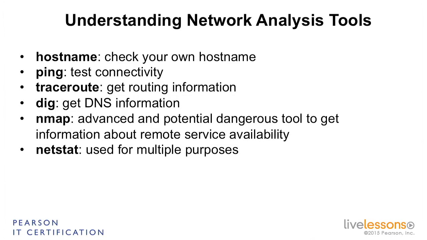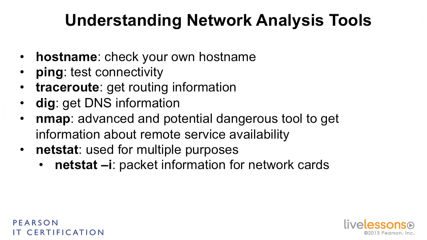And then we have netstat. Netstat can be used for multiple purposes. There is, for example, netstat -i, which shows packet information for network cards, and there's netstat -tulpen, which is showing you information about listening ports. T stands for TCP, U for UDP, L for listening, P for process information, E for extended information, and N is giving you names. So that makes a nice word, tulpen, which by the way is tulips in my native language, Dutch.